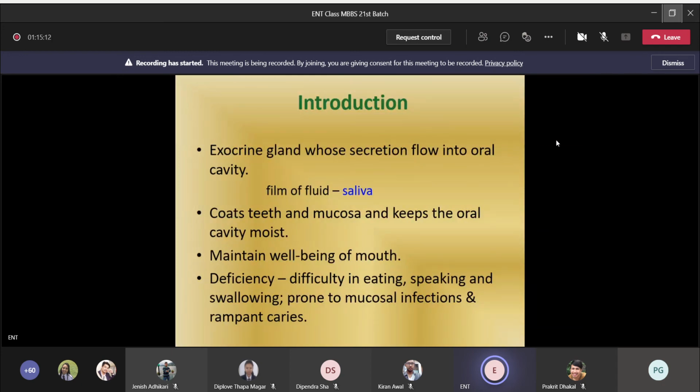Xerostomia, or decreased secretion of saliva, leads to difficulty in eating, speaking, and swallowing, and proneness to mucosal infection and rampant caries. Caries can be rampant. There may be mucosal infection also, and eating, speaking and swallowing difficulty.